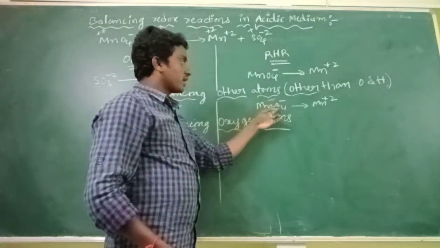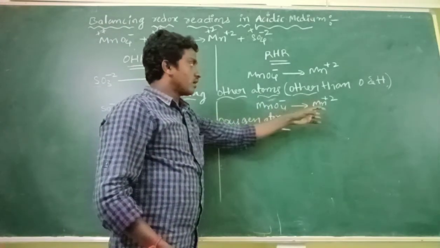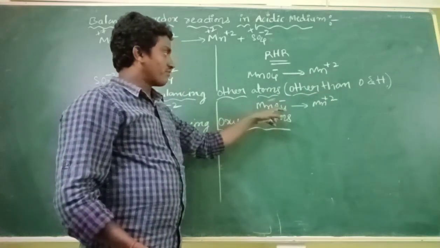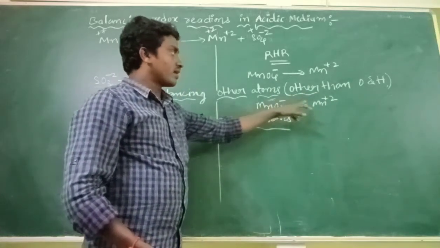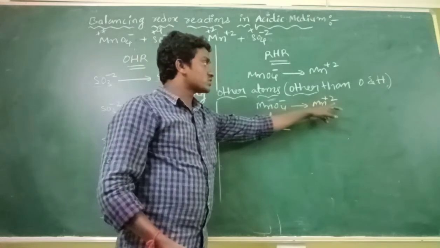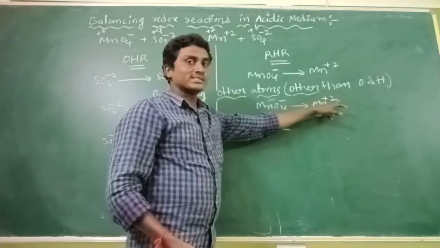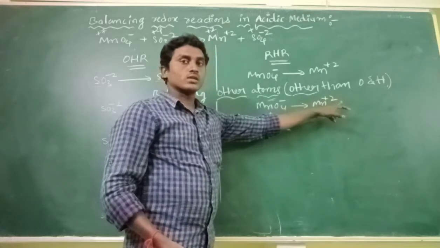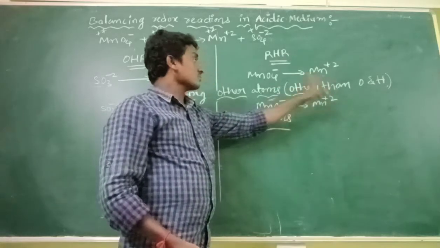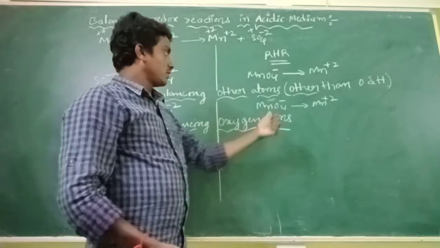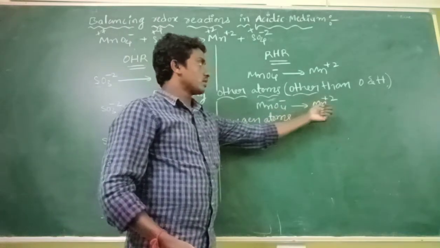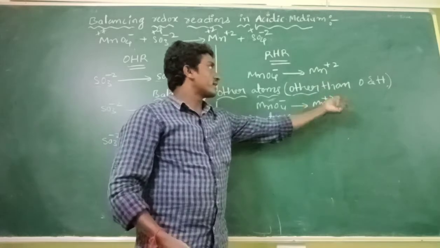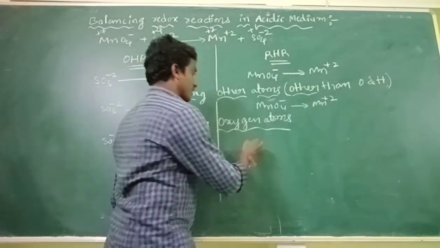In the reduction reaction, on the left side 4 oxygens are present, on the right side no oxygens are present. So there is a deficiency of oxygens on the right side. So we have to add 4 water molecules to the right side of the reduction reaction.